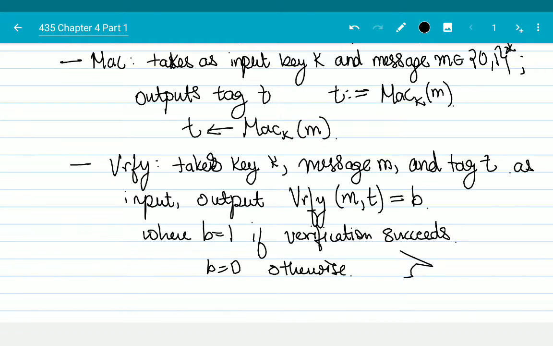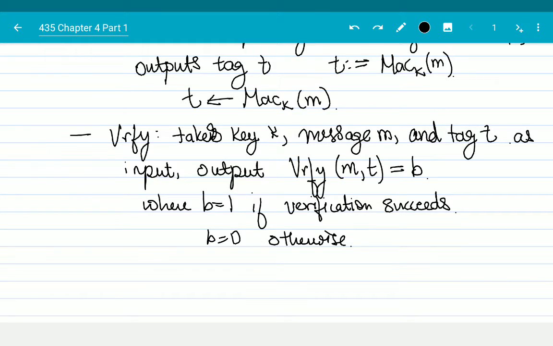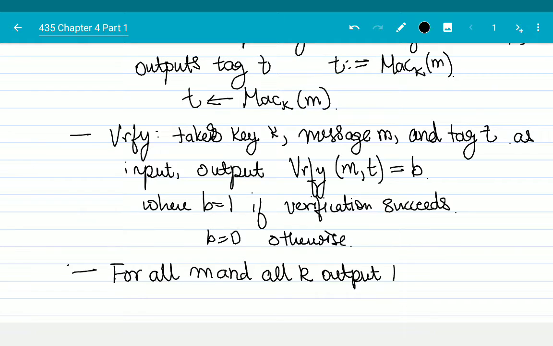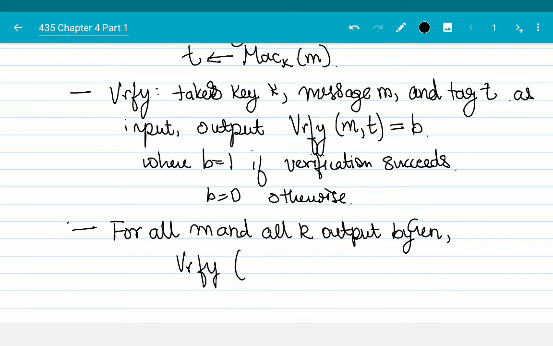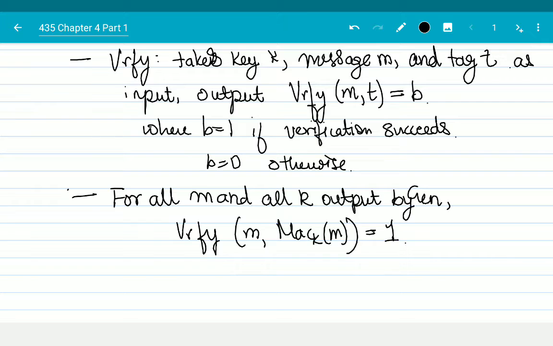And what should happen? We want correctness, so for all m and all k output by Gen, correctness implies that the verification of m comma MAC_k(m) should always be equal to 1. So this is the model we are using. There's only one standard model. We don't have to look at various different models.